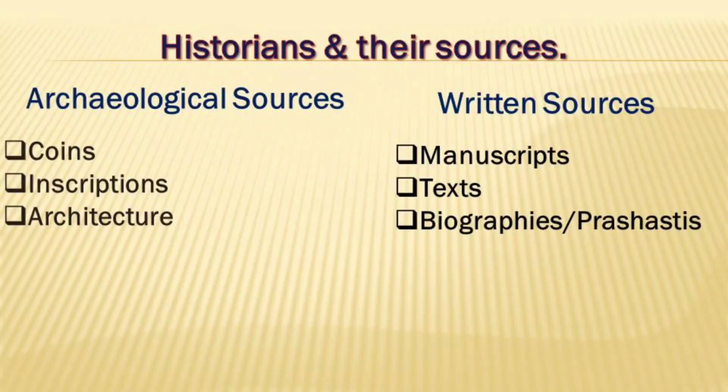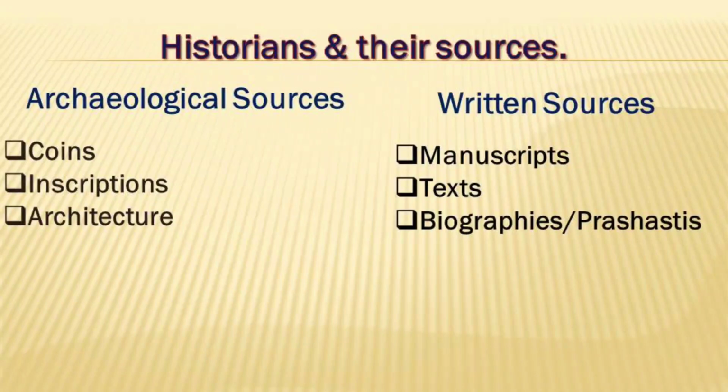We study social science from the textbook. Like that, if we have to study something, there should be a source. So, what is the source from which we study history? There are two types of sources, archaeological sources and written sources. Archaeological sources are coins, inscriptions, architecture, etc. Written sources are manuscripts, texts, biographies or prashastis. So, from these archaeological sources and written sources, we can study history.